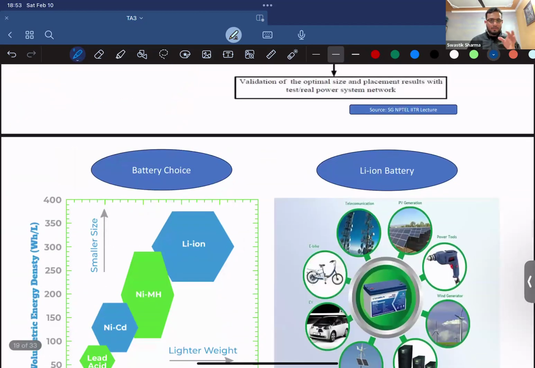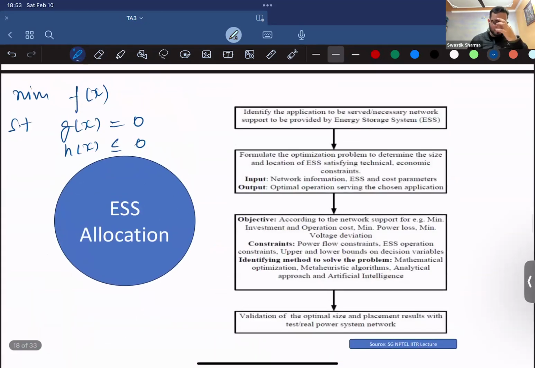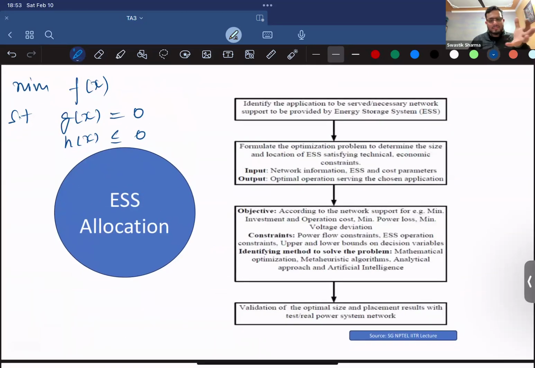Sir has explained a 33 bus system for this whole allocation optimization problem. I would request you to go through that lecture. I guess it's the fourth lecture, and you'll be able to appreciate what these will be, but still I'll go through some points of it.